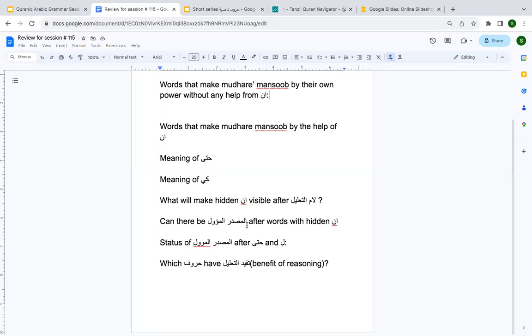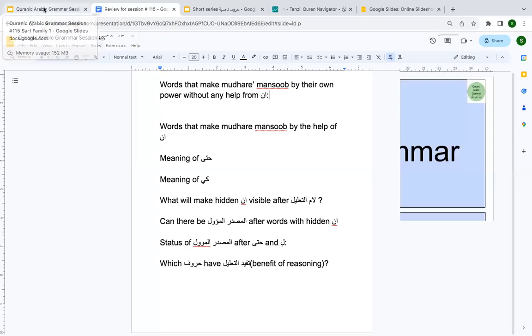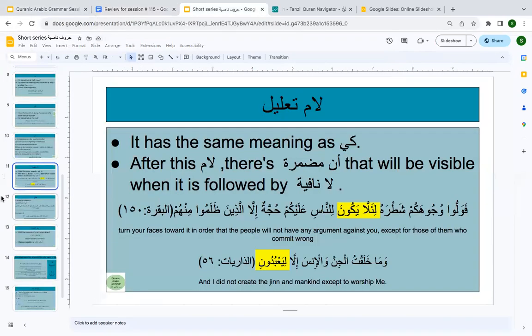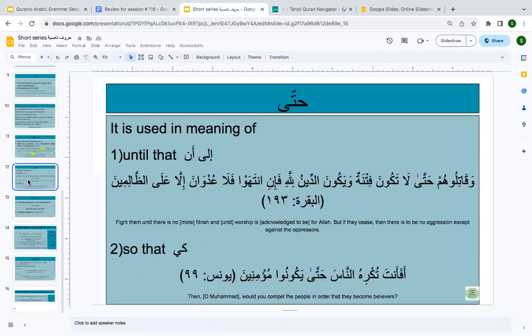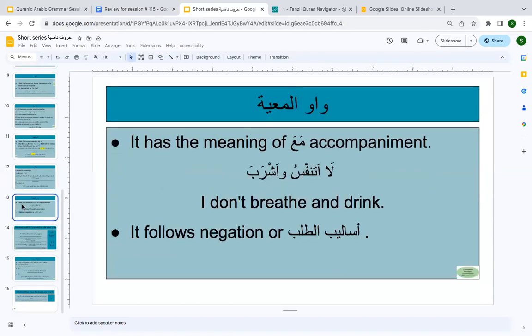Okay. So are we all on the same page? Should we continue with the rest of our huruf nasiba and finish them off real quick? Okay, let's see here. So we were doing the two meanings of hatta, and we covered that. It can have a meaning of until, it can have a meaning of so that. I think we have done that.